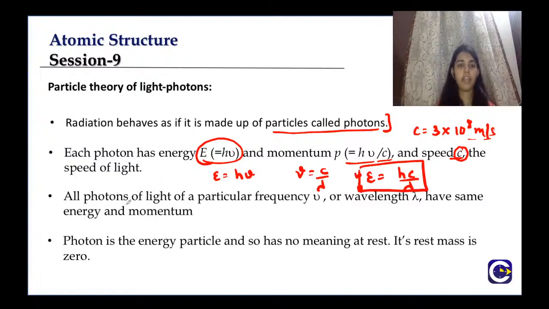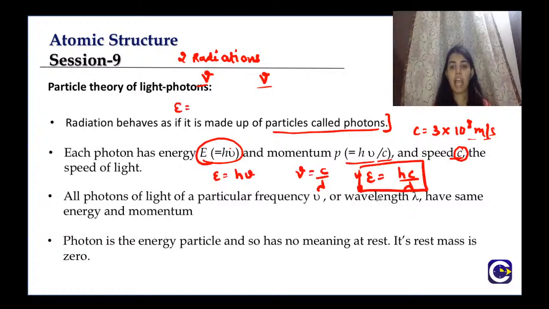Now, the next point: he stated that all photons of light of a particular frequency nu or wavelength lambda have the same energy and momentum. If we take two radiations having similar nu, that means similar frequency, and the same lambda, then the energy is h nu. h is already a constant for every radiation, 6.62 into 10 raised to the power minus 34 joule second. So if the frequency is also the same, then all photons having a particular frequency nu and wavelength lambda will have the same energy and momentum, because if you make these differing parameters the same, then the energy and momentum of each particle would be the same.